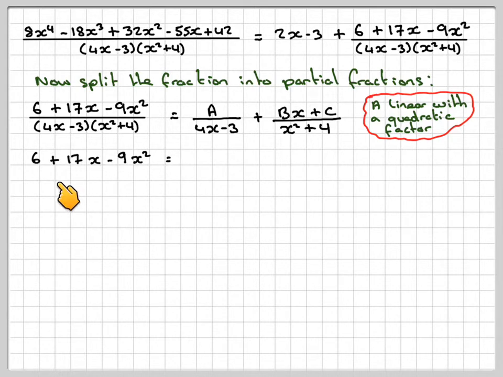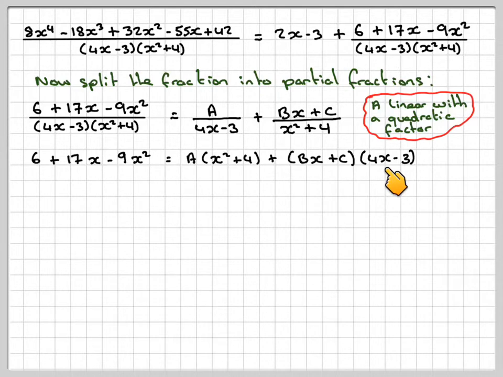Okay, so we've got 6 plus 17x minus 9x squared must be equal to a times (x squared plus 4) plus (bx plus c) times (4x minus 3). Right, so we're going to put x equal to 3 over 4. That makes that bracket 0, which means that on this side we will get 219 over 16. Leave it as a fraction, don't use decimals.